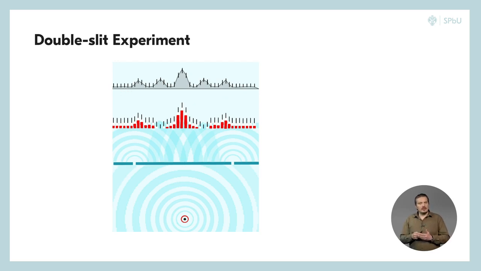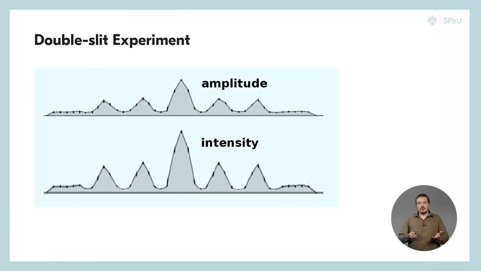And what about the intensity graph? The intensity is proportional to the square of the amplitude. So we calculate it and obtain something like this. The point here is the resulting graph of the wave intensity with two slits open is not the sum of the graphs with the left and the right slits opened separately. That's what we have learned from waves. Let's continue.